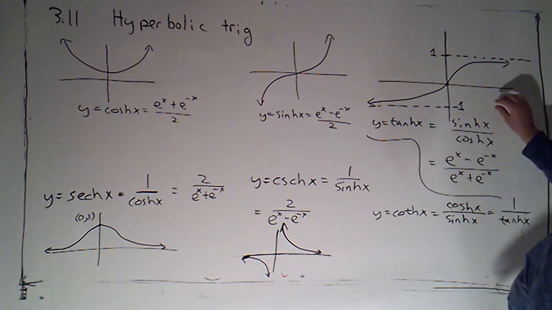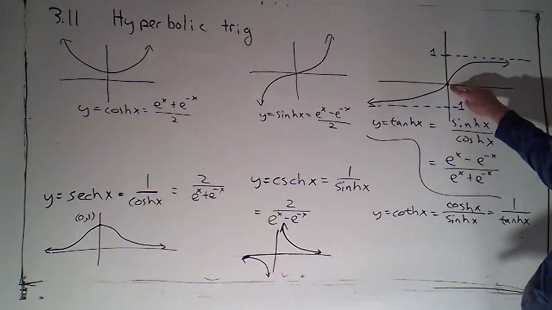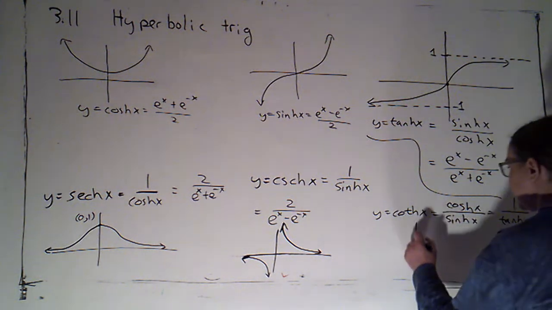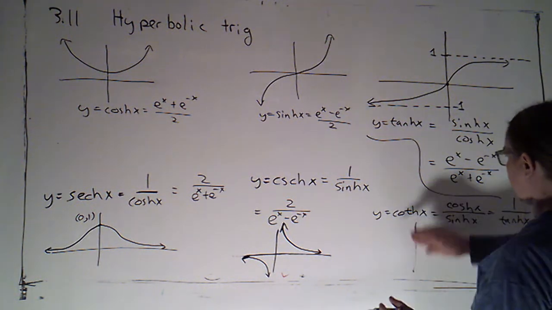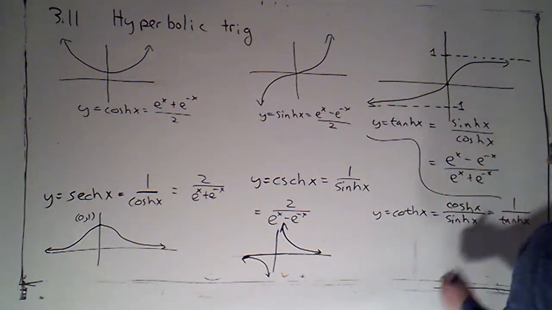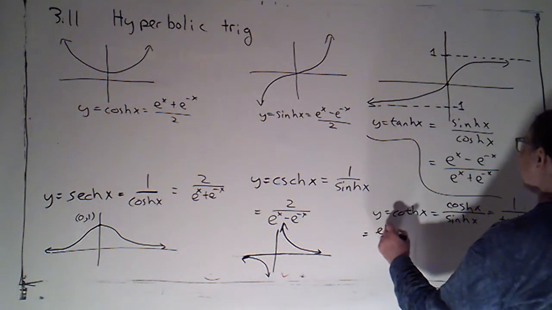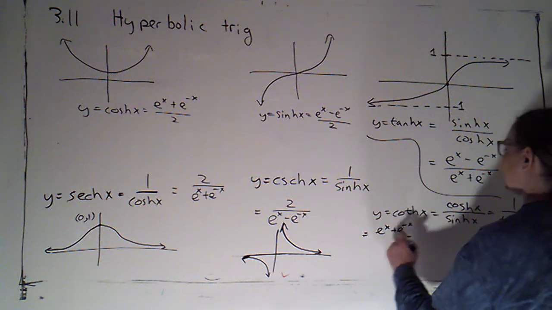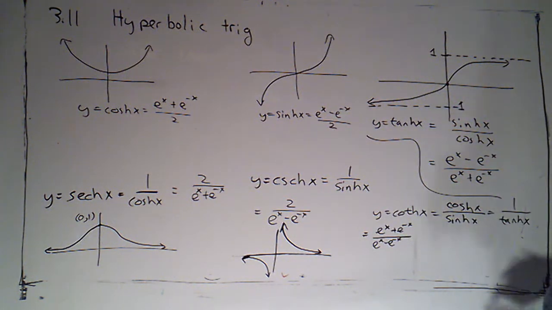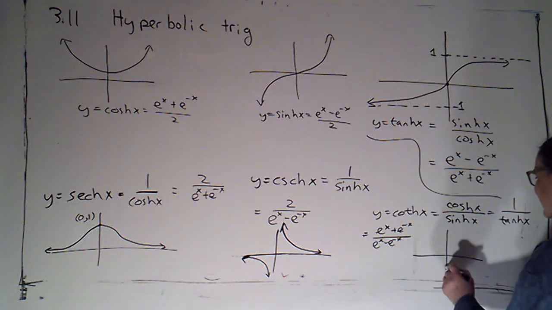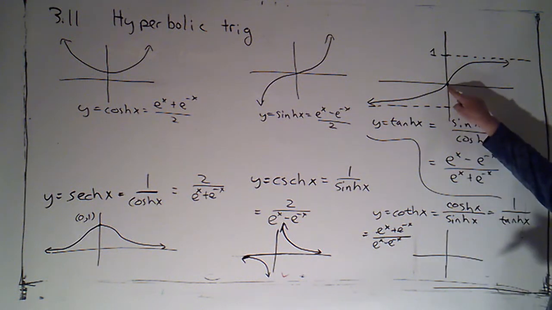Okay. All right. So if I look here, like I said, it's going to be undefined. Oh, and I'm sorry. I can also then write it in terms of the exponential function. So that would be e to the x plus e to the negative x over e to the x minus e to the negative x. Okay. If I were to look at the graph, as I said, it's going to be undefined at 0.